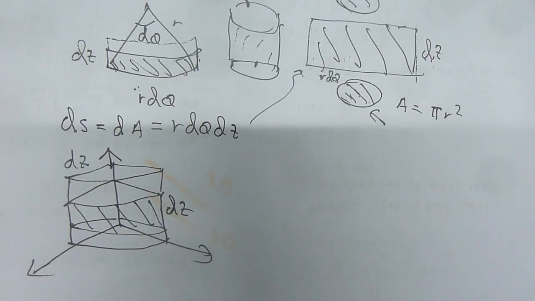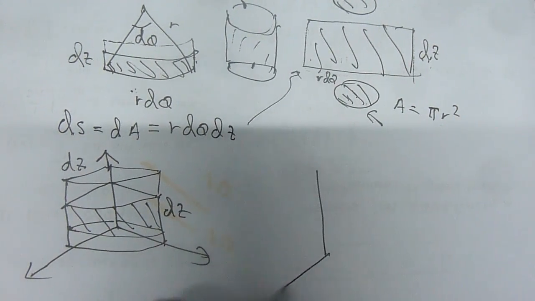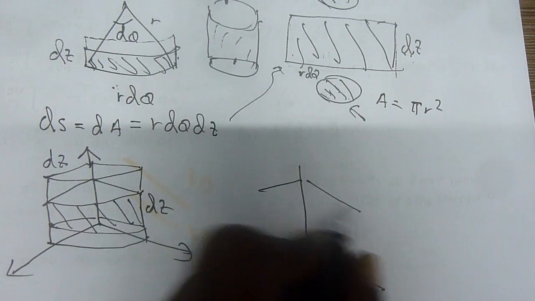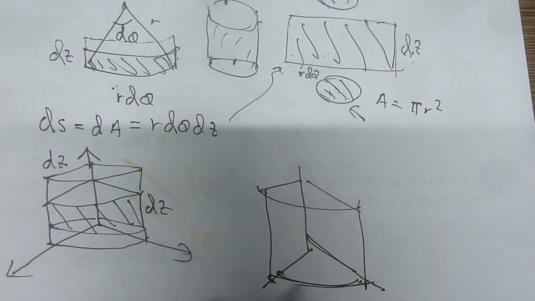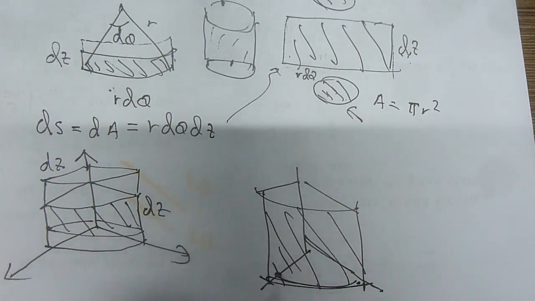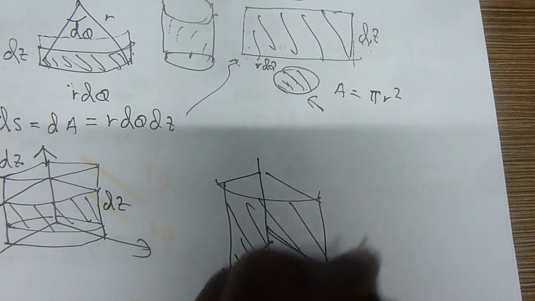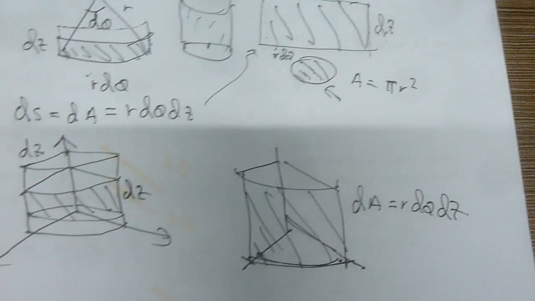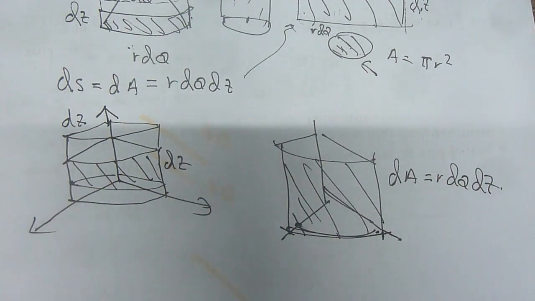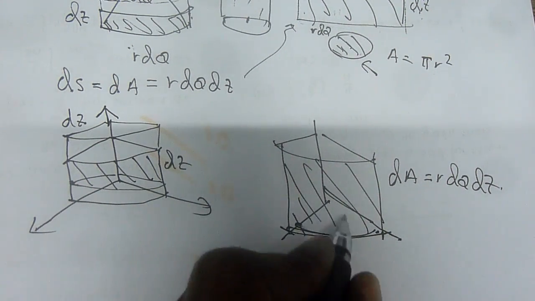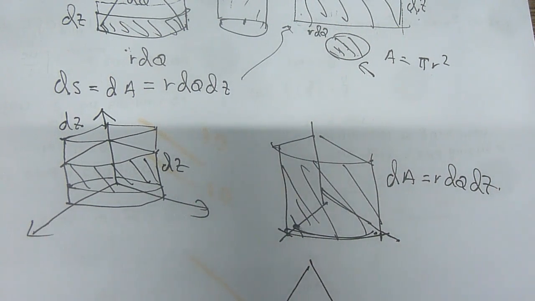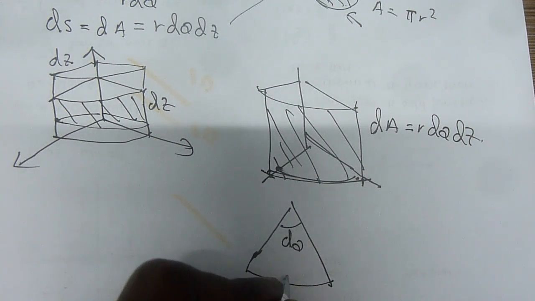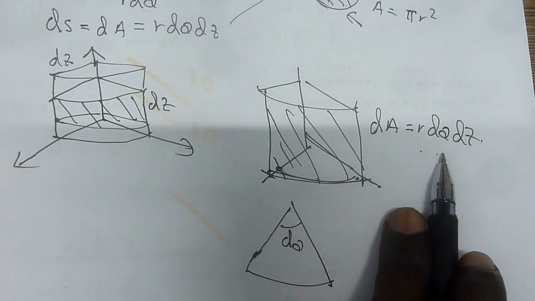Now similarly, the dz portion I just drew here. This surface also can be defined as dA, as r d theta dz. I hope that you can see that. What about this below here? This quadrant is the same, but it's changing. Can you see that? This is r d theta dz, right?